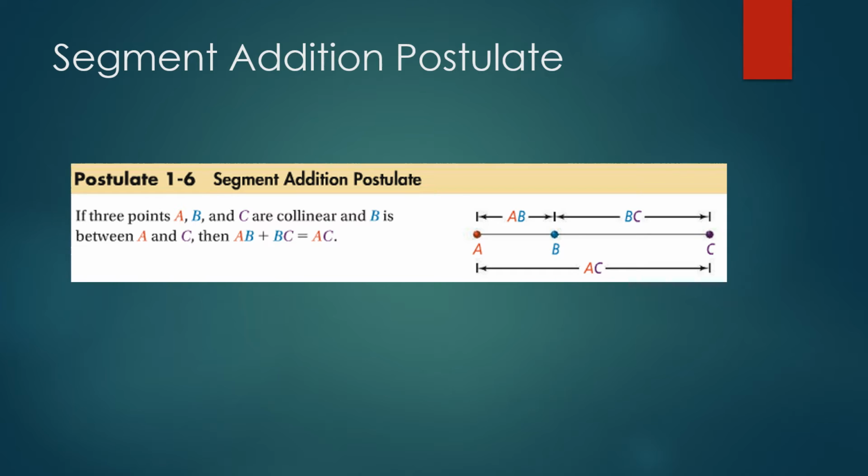But the segment addition postulate is really nice. It says that if you've got 3 points, A, B, and C, and they're all collinear, and that B is between A and C, then segment AB plus BC is equal to AC.